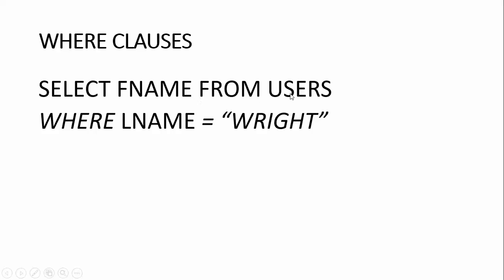So select first name from users where the last name is Wright. So this would pull out like Elliot Wright, Owen Wright, Evan Wright. The first part would get everything out of the database, but then filter it using the last name as the filter. And that way I don't get everything back. I just get back the records where this condition is true, that the last name field for that record happens to be Wright.